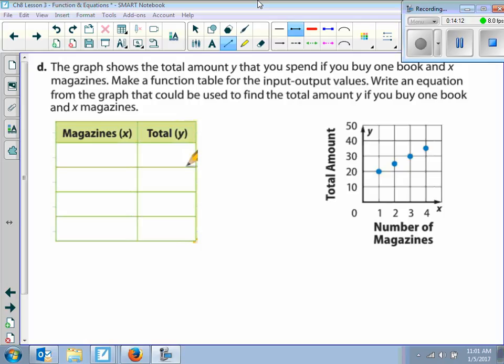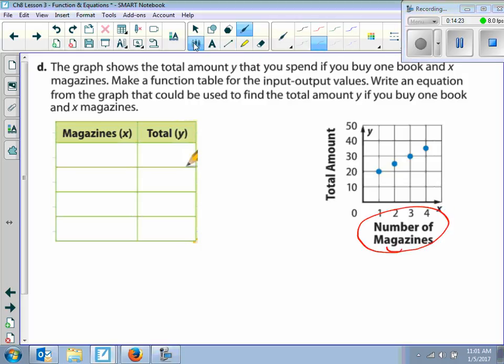Does everybody see which one is the x and which one is the y in the graph? Down here, those are the x values, and the total amount is the y value. Very good. So, if I'm looking at this first point right here, that's 1, comma 20, right? So which one is the x and which one is the y? 1 and 20, right?